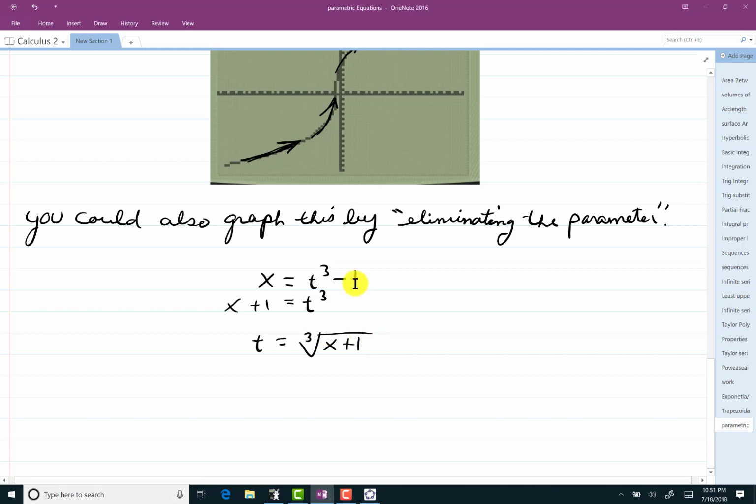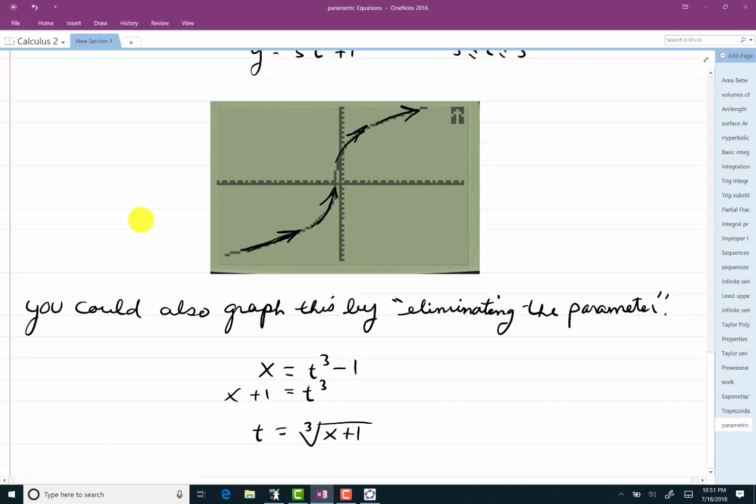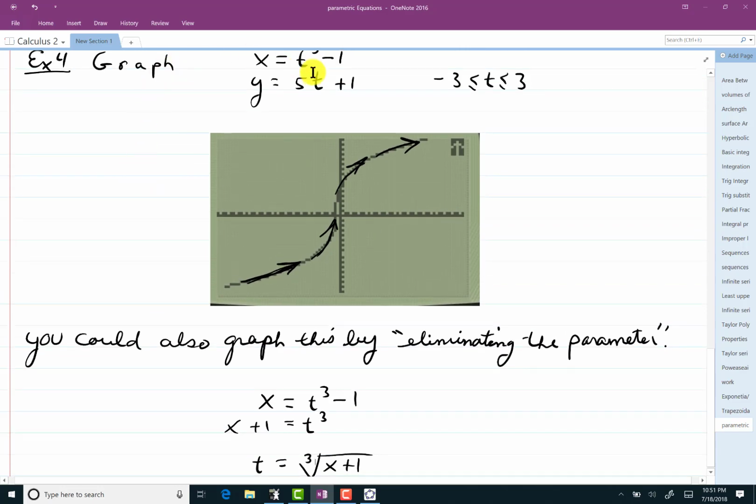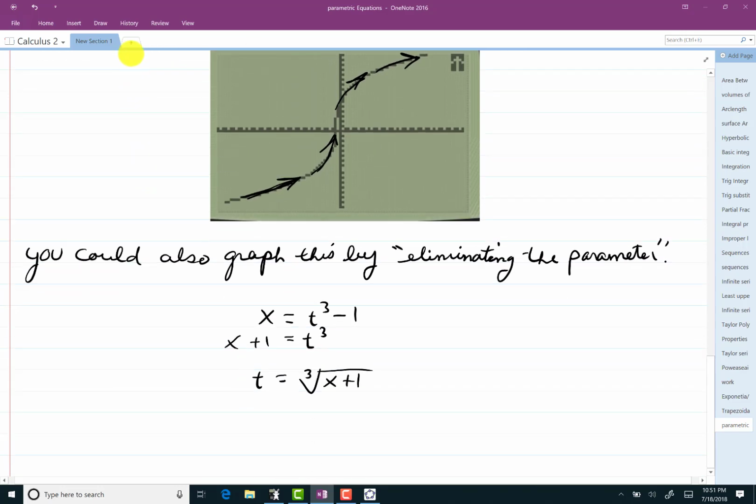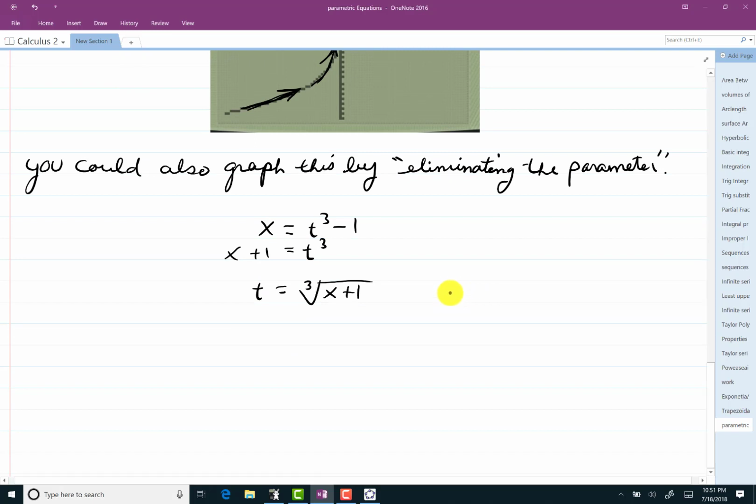And then y was equal to 5t plus 1. So since y equals 5t plus 1, I can substitute this expression in for t, and I'll get y equals the cubed root of x plus 1, plus 1. And then let's go ahead and graph that, and you'll see we get the exact same thing.